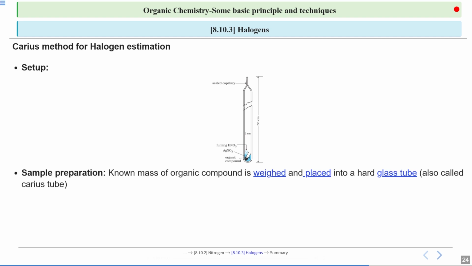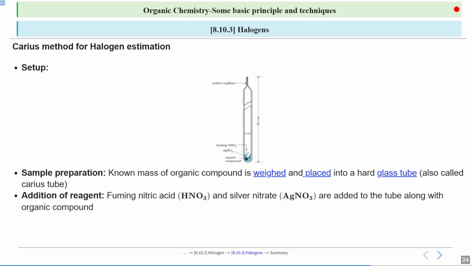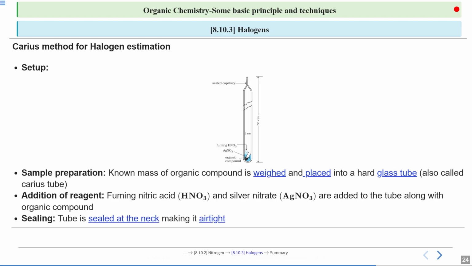The first step is sample preparation. We take a known mass of the organic compound, weigh it carefully, and place it into the Carius tube. Accurate weighing is essential because the amount calculated later depends on this initial measurement. Next, we add the reagents fuming nitric acid and silver nitrate, which are introduced into the tube along with the organic compound. Finally, we seal the tube at the neck, which is very important for safety and to ensure that the reaction happens under controlled conditions.